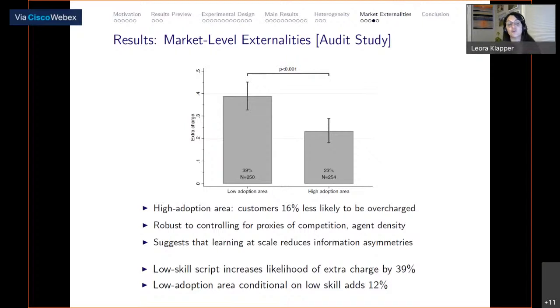In addition, the low script, actors posing as less informed customers, increases the illicit fees by 39%, and in low adoption areas, the low skills script adds an additional 12%. And so overall, giving workers the opportunity to become higher skilled customers is suggestive of general equilibrium community effects, which all seem to be positive in building financially savvier customers who are less vulnerable to predatory pricing.